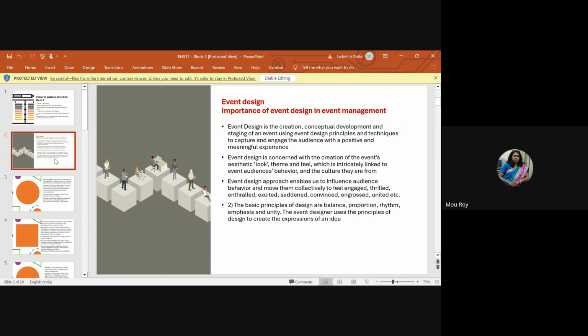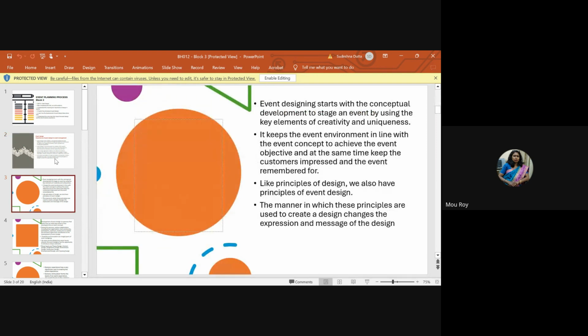That theme has to be created. Now, event designing starts with the conceptual development to stage an event by using the key elements of creativity and uniqueness. So, uniqueness and creativity play a very important role. As I told you, you have to show your creativity, and of course, each theme of an event should be different from the other. Some uniqueness has to be there.